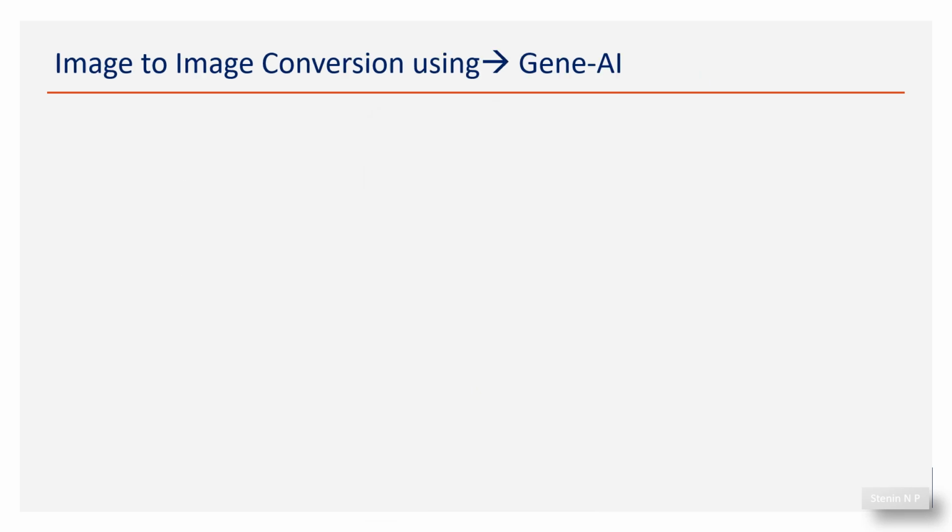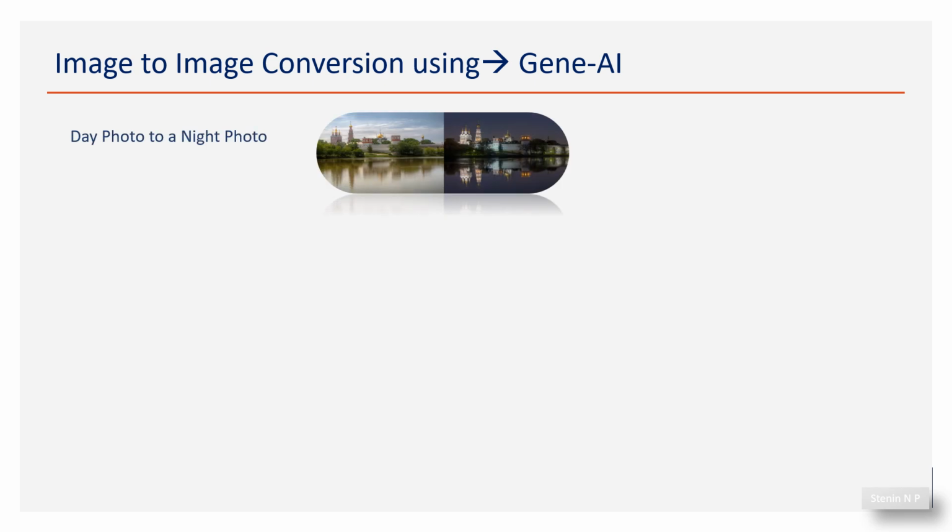Now, image to image conversion using Gen AI. Here I have a couple of examples of how image to image has been facilitated using Gen AI. Imagine I have a day photograph taken in a city, and I'd also want to see how it looks at night. I've already traveled out of this place. I can still use Gen AI to visualize how the same image would look at night. So a day photograph to a night photograph can be made easy.